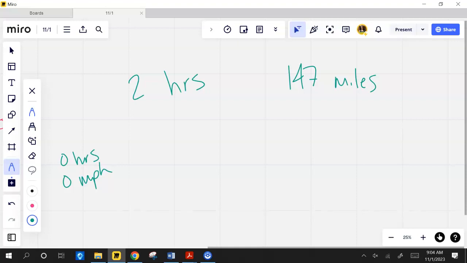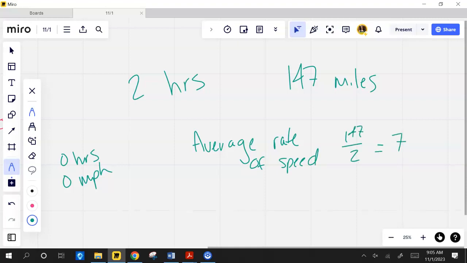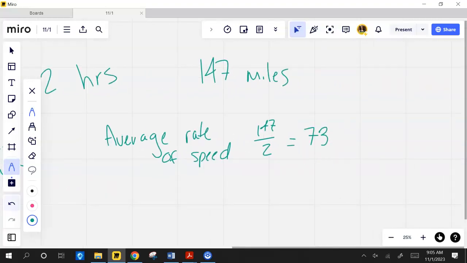You're exactly right. At some point on there, right? If she never stops, she's going. She can slow down and she can speed up, right? But over the course of 2 hours, she covered 147 miles, right? So on average, what was her average rate of speed? 147 over 2, which is 70 what? She's probably going to be the slowest moving person.